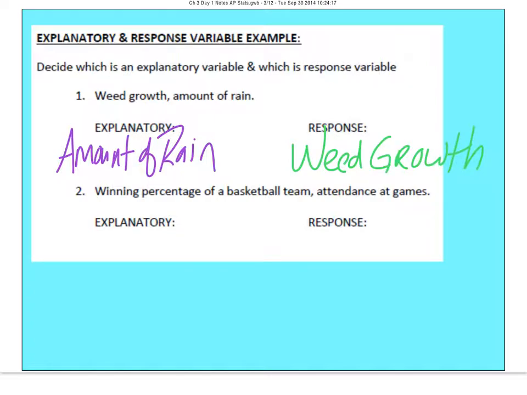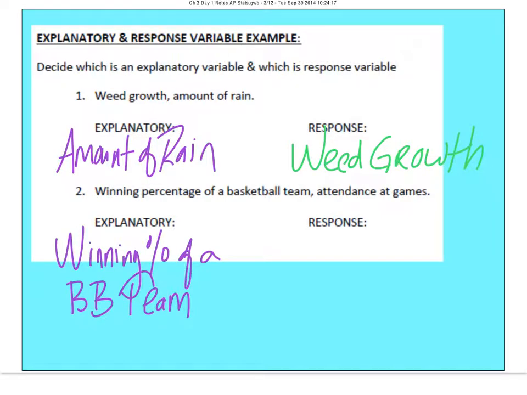Second scenario, the winning percentage of a basketball team and the attendance at the games. Which one could influence the other one to happen? Now, in this case, as a team gets better, their attendance will probably go up. So here, the explanatory variable is the winning percent of the basketball team. The response, therefore, would be an increased, possibly, attendance at the games.